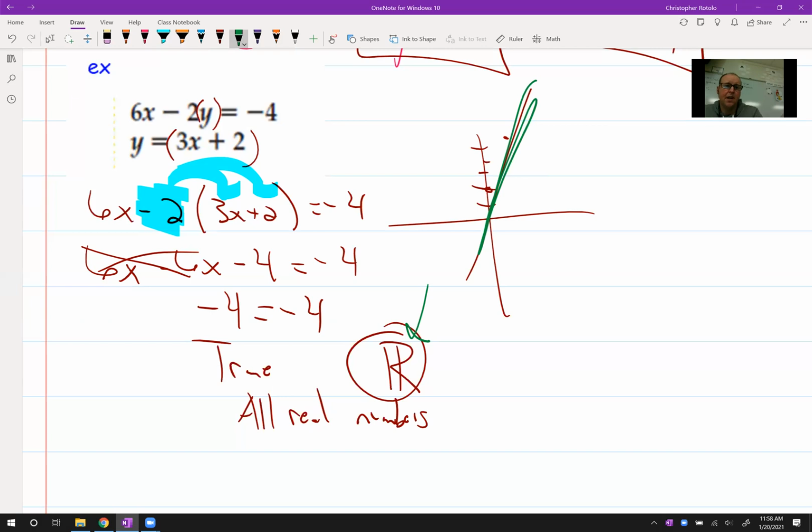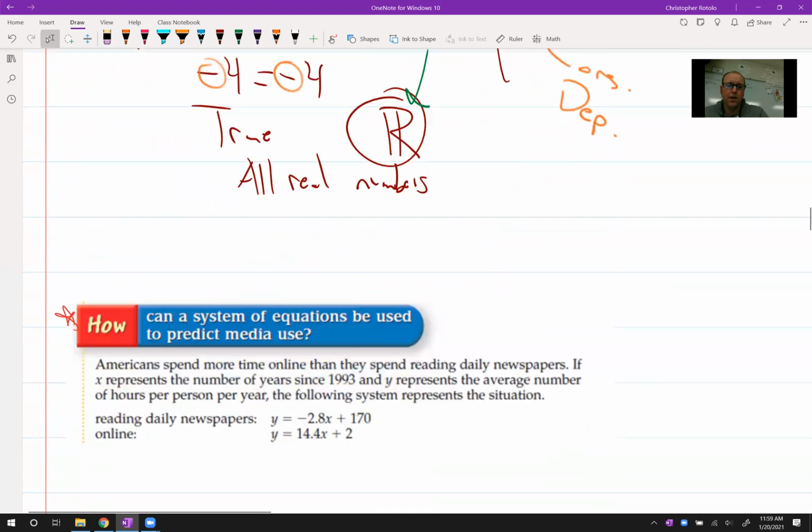Now, of course, if this turned out to be like +4 and a -4, then it would be false and there'd be no solution at all. And that would mean our parallel lines. So I'm trying to put those things together. So all real numbers, that's consistent and that's dependent, just to review that vocabulary, because that's going to hang around as we work through the chapter.